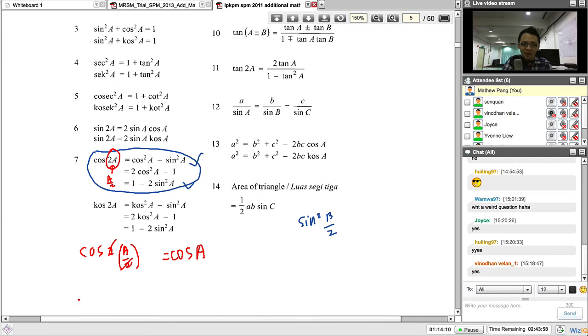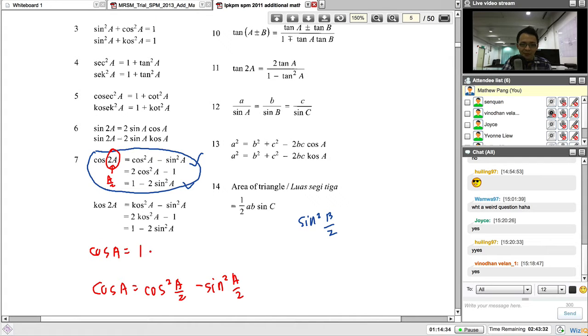So over here, you can see my formula actually changed this way. So my cos a will equal cos square a over 2, because I changed my a to a over 2, minus sine square a over 2. Okay? I hope you get some idea on how this happened. And then this one is cos a equals 1 minus 2 sine square a over 2, because I changed my a into a over 2.